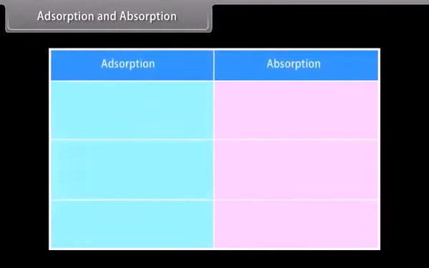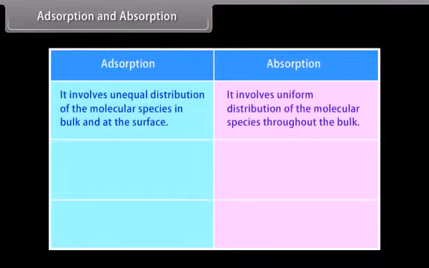Let's make some important differences between adsorption and absorption. Adsorption involves unequal distribution of the molecular species in bulk and at the surface, whereas absorption involves uniform distribution of the molecular species throughout the bulk.